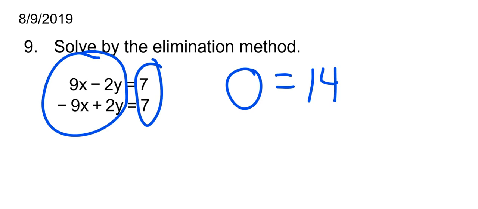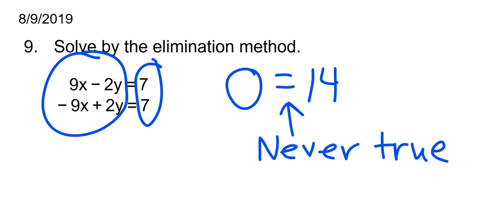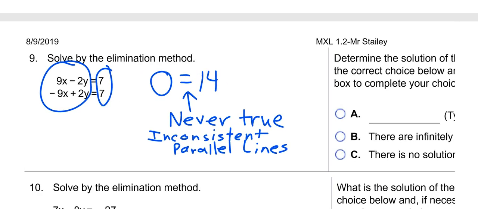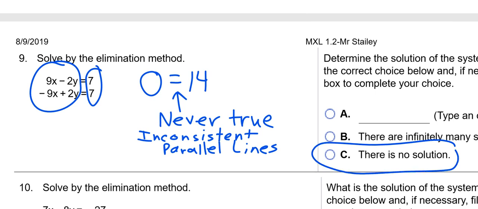You told me 0 is never equal to 14. So this is never true. Do you think that goes with a situation where they cross one time, they never cross at all, or they're the same exact line? They never cross. This is an inconsistent system. We've got parallel lines here. So the answer to my question: no solution.